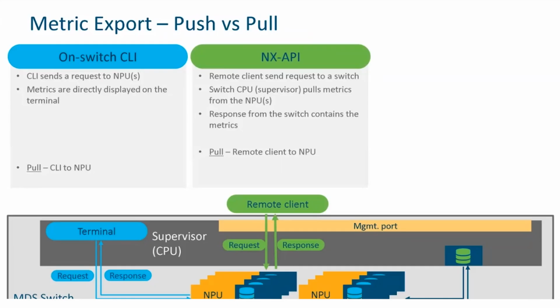NX API is exactly the same as the on-switch CLI. The only difference is we execute the same query that we have been executing on the console on a remote machine, wherever we are making that request, just that it's coming over HTTP.